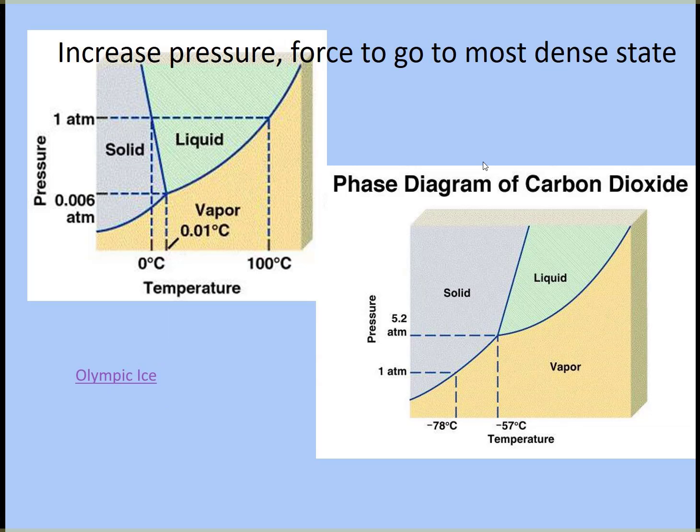Now as you increase the pressure, you will force the substance to go to the most dense state, and this one right here is water. And again, it's very, very unique because of this negative slope line. But if I put it under pressure, so let's say I'm right here, as I increase the pressure, I can turn from a gas to a solid, but then eventually I'm going to get to a liquid. And that's because water is the most dense as a liquid.